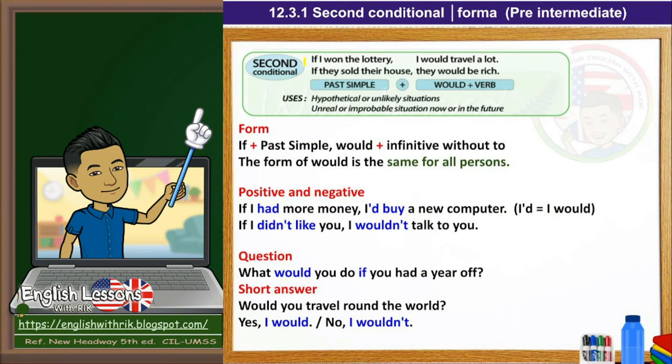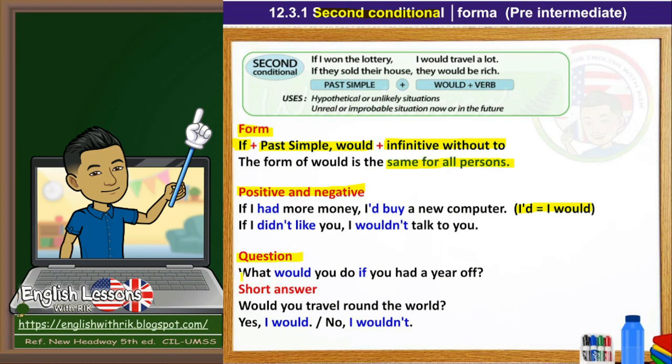Second conditional. Form. We form the second conditional with if plus past simple and would plus the infinitive without to. The form of would is the same for all persons. Positive and negative. If I had more money, I'd buy a new computer. If I didn't like you, I wouldn't talk to you.